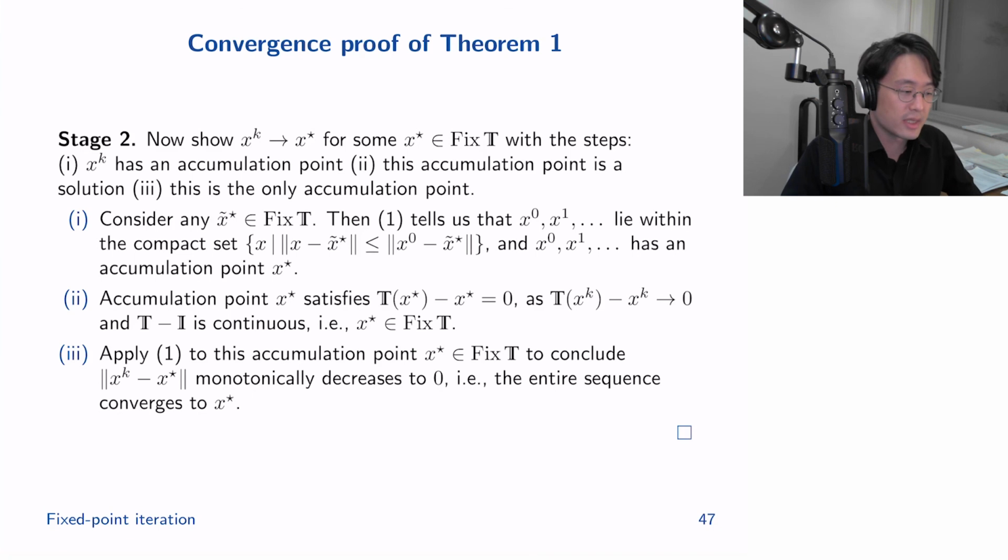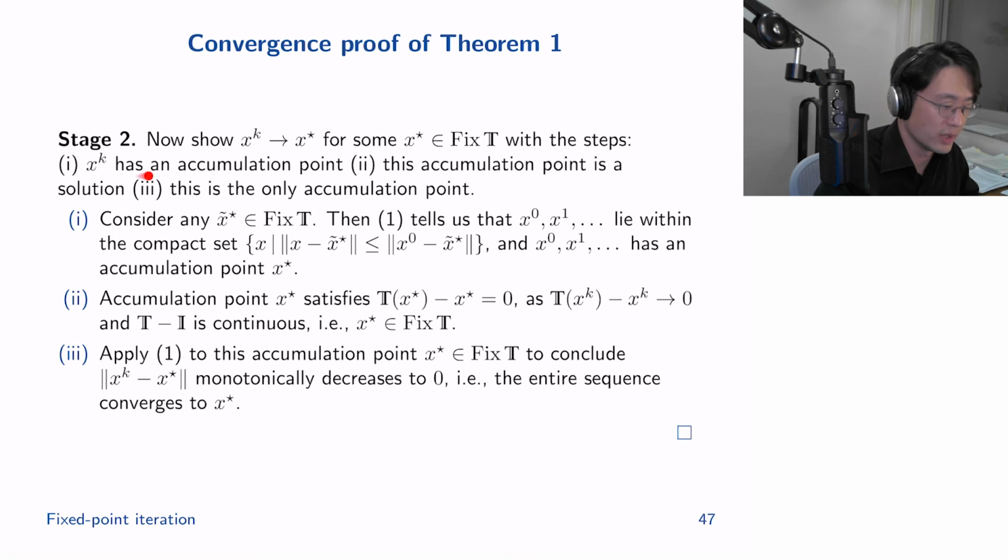Okay, next we need to establish the sequence convergence. In Theorem 1, we claimed that xk converges to some fixed point. Let's prove this. First, we show that the sequence has an accumulation point. Then, in the second step, we show that this accumulation point is a solution. Finally, we show that the sequence actually converges to this single solution. In other words, there's only one accumulation point.